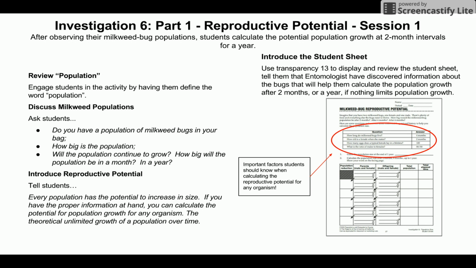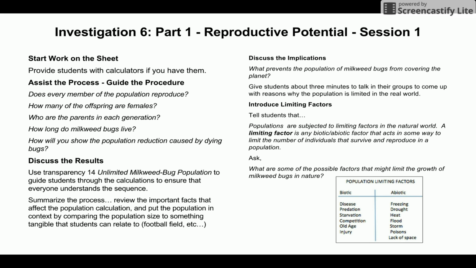Introduce the student sheet, using Transparency 13 to display and review it. Tell students that entomologists have discovered information about the bugs that will help them calculate the population growth after 2 months or a year, if nothing limits population growth. Have students begin working on the student sheet. Provide calculators if you have them available.